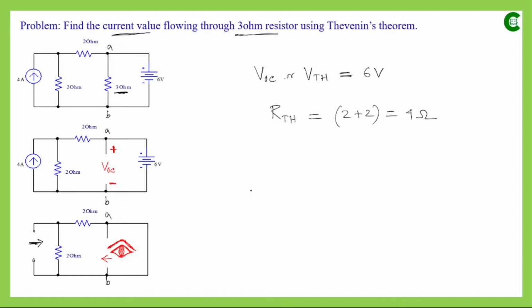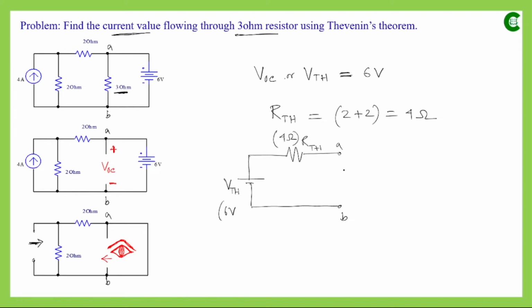Now in the final step, we will represent the whole circuit by this voltage source VTH, and in series with that the RTH. So this much is the circuit that we had in the original circuit after removing this load resistor. For this whole circuit, this is the equivalent circuit, VTH and RTH connected in series. VTH has a value of 6 volt and RTH has a value of 4 ohm.